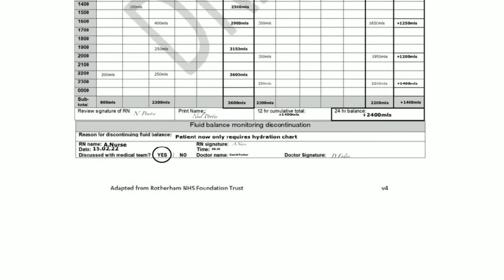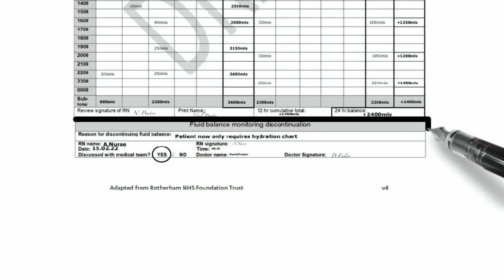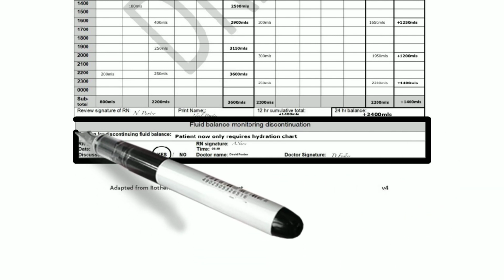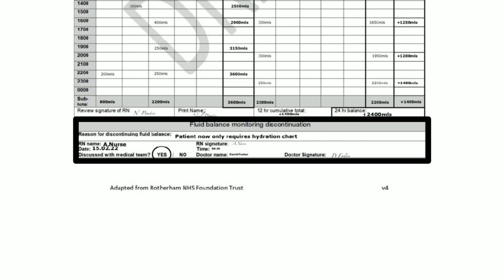If it has been decided that the fluid balance chart for the patient can be discontinued, the bottom section requires confirmation and signature by both the RN and the ward doctor.